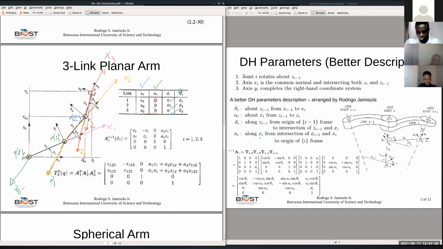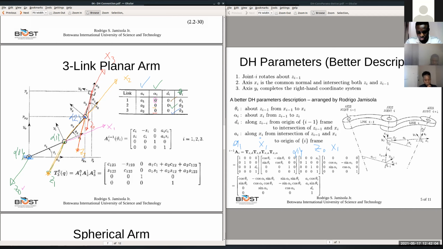Along X1, from the intersection of Z0 and X1, and what is this? Frame 1. Okay, the intersection of Z0 and X1. Where is the intersection of Z0 and X1? X1, Z0. That is the intersection. From that intersection to the origin of frame 1.